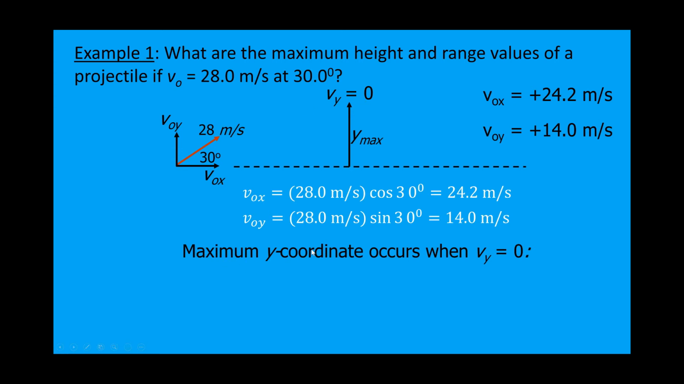Now, another thing that's drawn on this picture here is what they've highlighted here. The maximum y coordinate occurs when the Vy equals 0. In other words, it reaches its maximum height when the velocity in the y direction is 0. It doesn't mean it has no velocity.